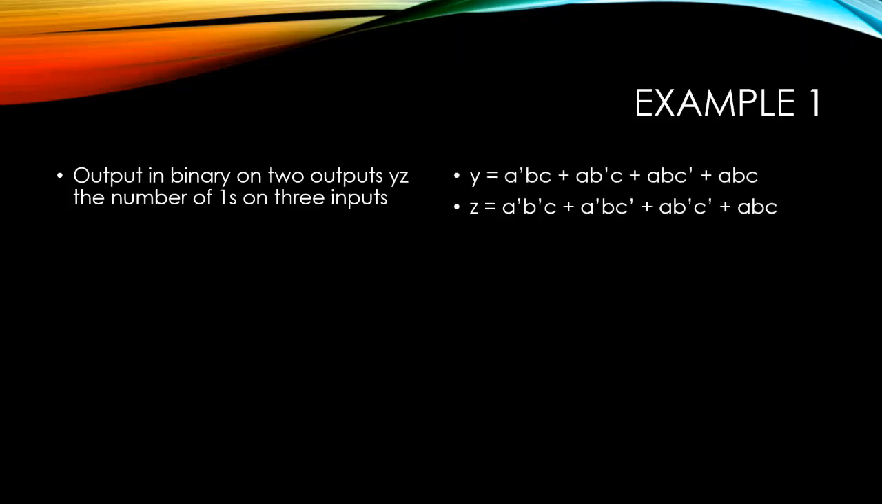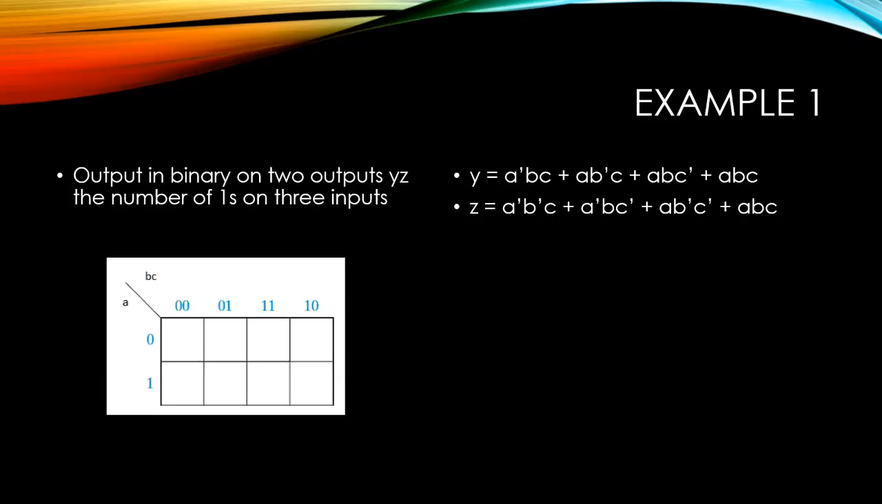Okay, but before that, we need to determine the equation. So these are the equations of the Y and Z outputs. And then using Karnaugh map, simplify it. So this will be A'BC, AB'C, ABC', and ABC. And then we're going to group our minterms. So we have three groups of 2.